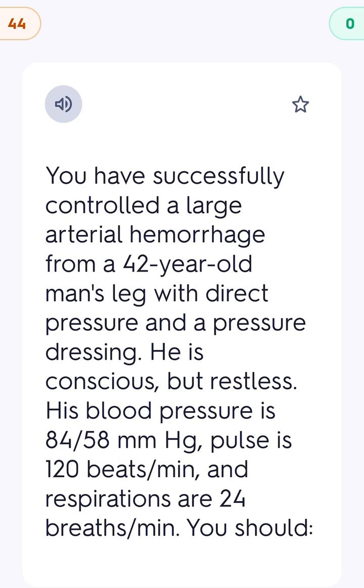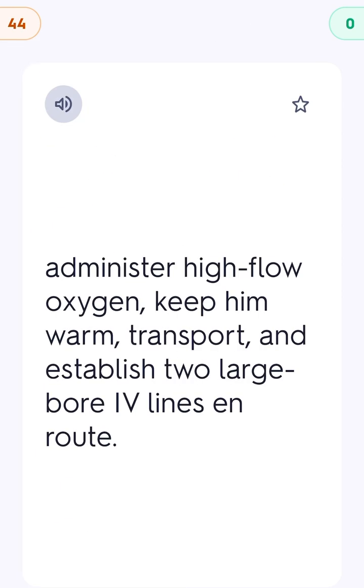You have successfully controlled a large arterial hemorrhage from a 42-year-old man's leg with direct pressure and a pressure dressing. He is conscious, but restless. His blood pressure is 84/58 mm Hg, pulse is 120 beats per minute, and respirations are 24 breaths per minute. You should administer high-flow oxygen, keep him warm, transport, and establish 2 large-bore IV lines en route.